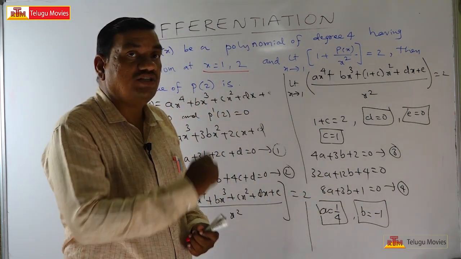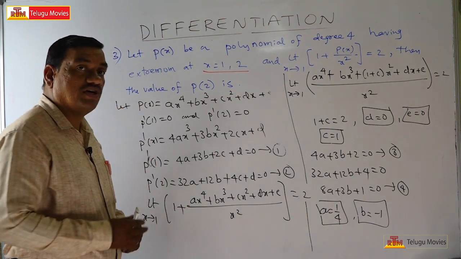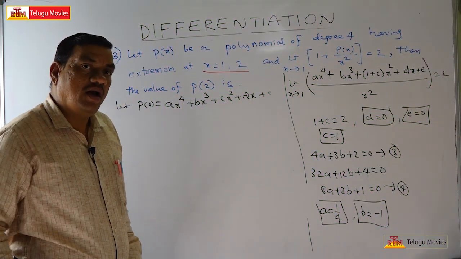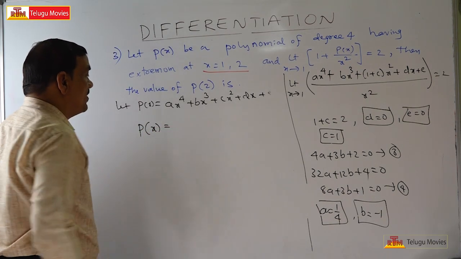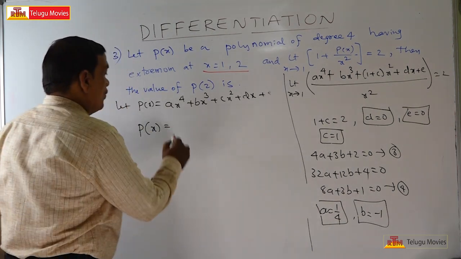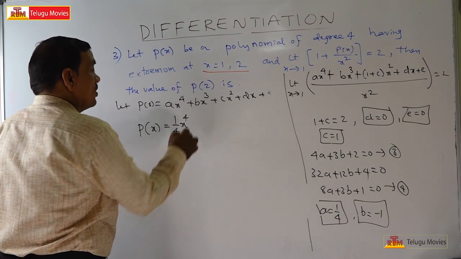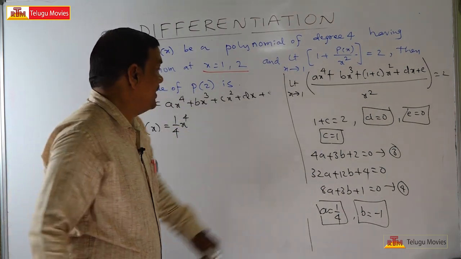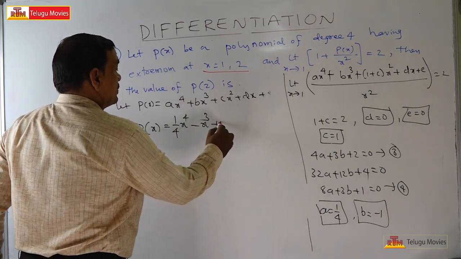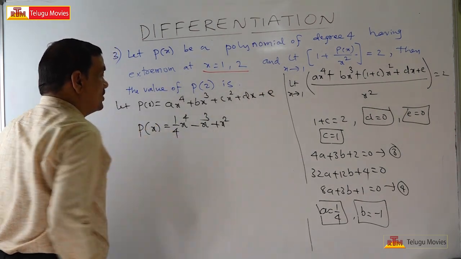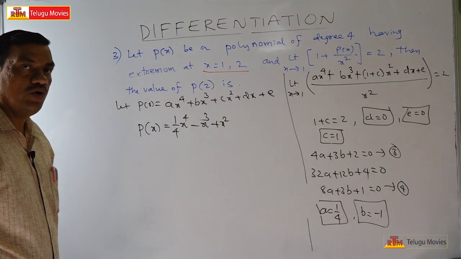So therefore, what is your polynomial function? Let us see that. P of x is equal to a value 1 by 4, that is 1 by 4 x to the power of 4. B value minus 1, minus x cube. C value 1, plus x square. So d value, e value both are 0. So this is your polynomial function.